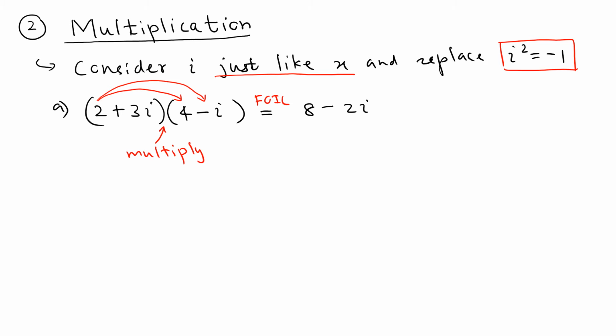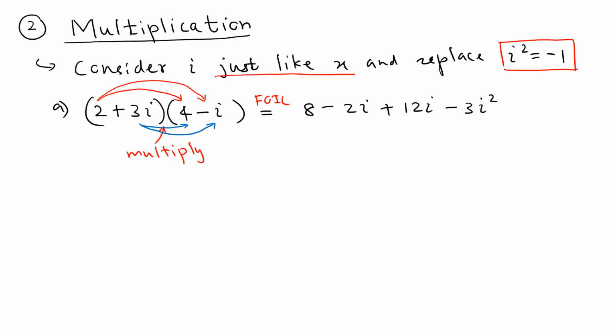And then do the same thing with the other number. So we have 3. Then 3 times 4, and then 3 times negative i. So what do you get when you do 3 times 4? You're going to get 12i. And then when you do 3i with negative i, you're going to get negative 3i squared. That's what you get.